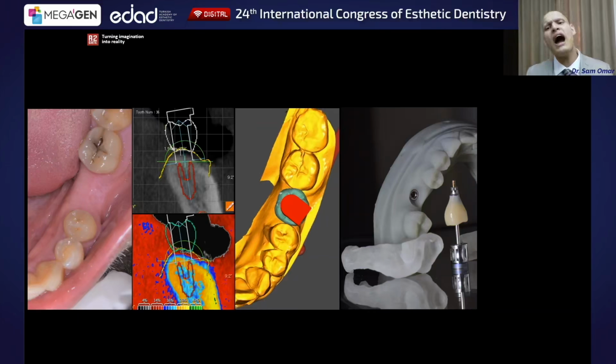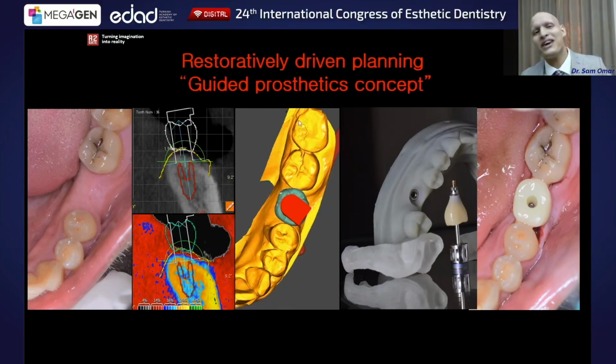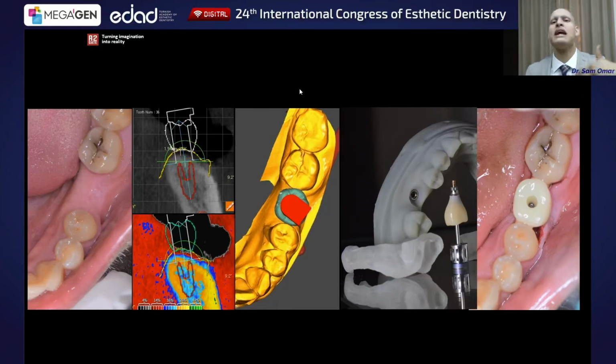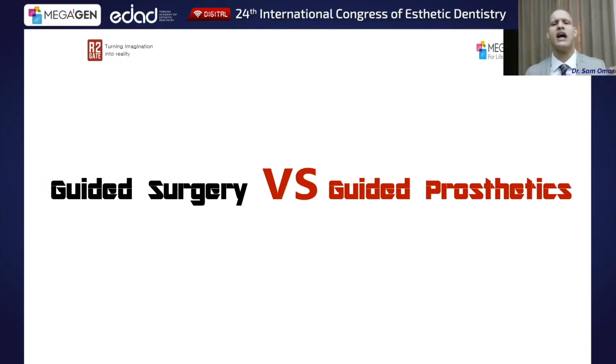So the reason why I use a surgical guide is because the surgical guide will help me place the implant in the only position where this prosthetic will fit. So what I'm doing is I'm not really doing guided surgery, I'm more doing guided prosthetics. And there's a big difference between guided surgery and guided prosthetics. We're way beyond guided surgery and we're moving more towards guided prosthetics now.